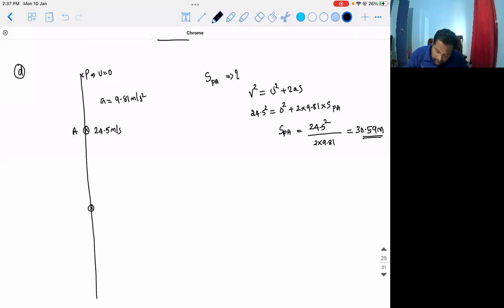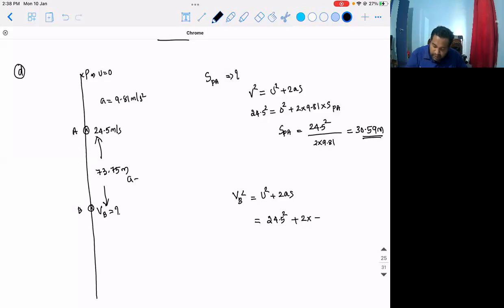Then it reaches to the point B, and we are pretty sure that it is 73.75 meters. This is already given here. And this speed is a big question mark. How will you find that speed? V_B. V_B square is equal to U square plus 2as, right? That is U square is 24.5 square plus 2 times minus, because acceleration is minus 3.9 meters per second square, minus 3.9 multiplied by 73.75, because this distance is given, right?